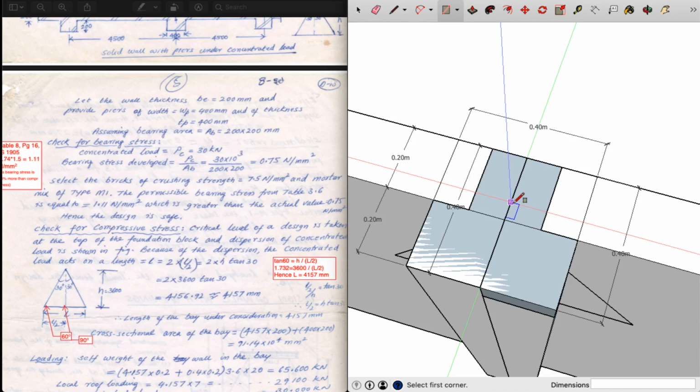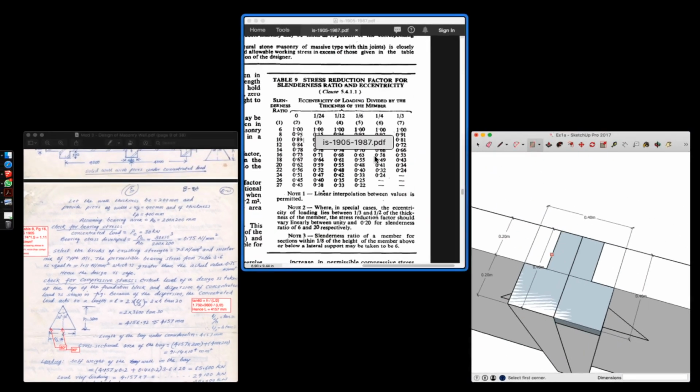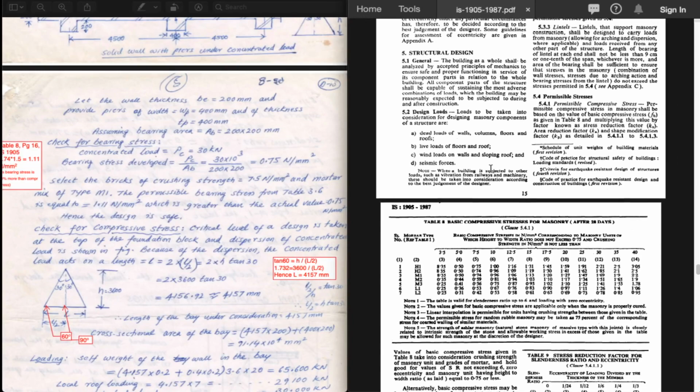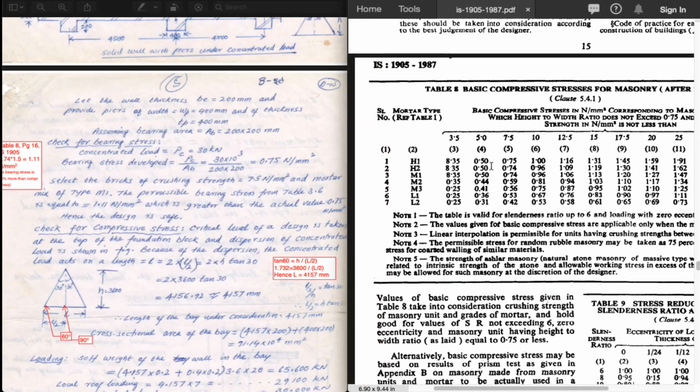Now, we ought to select the type of bricks we are going with, especially in terms of compressive strength. 7.5 Newton per mm square crushing strength is opted for this particular brick. The mortar grade of M1 is also opted for this brick. If you go to table 8, you can see for an M1 grade mortar with a 7.5 Newton per mm square crushing strength, we have 0.74 Newton per mm square. This is the basic compressive stress that is generated by that particular combination.